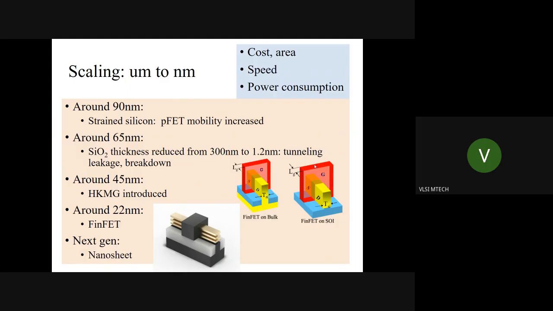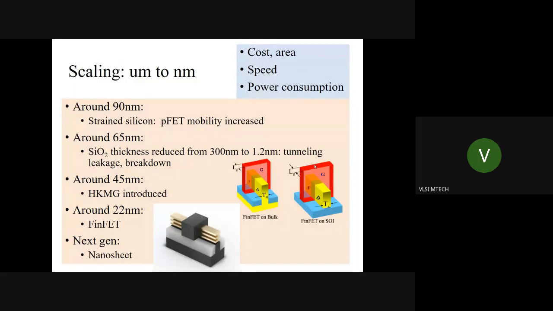Around the 90 nanometer node, the industry introduced strained silicon to increase mobility. Around the 65 nanometer node, we saw silicon dioxide thickness reduced to around 1.2 nanometers or so. Initially, it's interesting, the first transistors that were built around 1960 or so were of the size of micrometers, like tens of micrometers. And for them, the oxide thickness was of the order of 300 nanometers. Then at around the 65 nanometer node, they were scaling it.